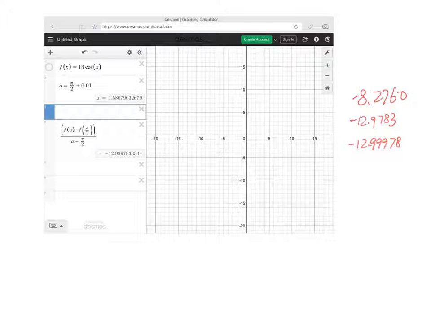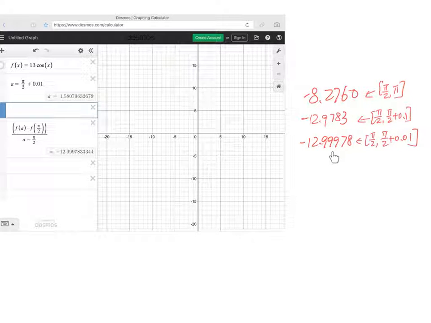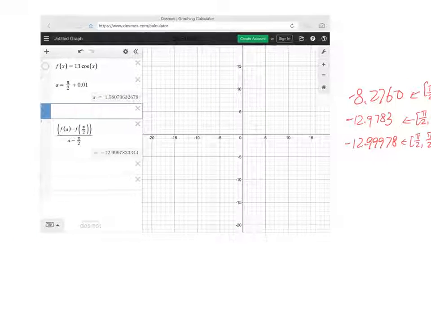If you can recall, I'm also going to note down: for this one, the interval is from pi over 2 to pi. For this one, the interval is pi over 2 to pi over 2 plus 0.1. For this one, it is pi over 2 to pi over 2 plus 0.01. I believe probably at this point you already kind of guessed. It seems like it's approaching negative 13, right?